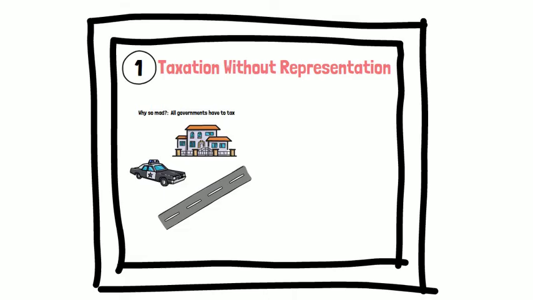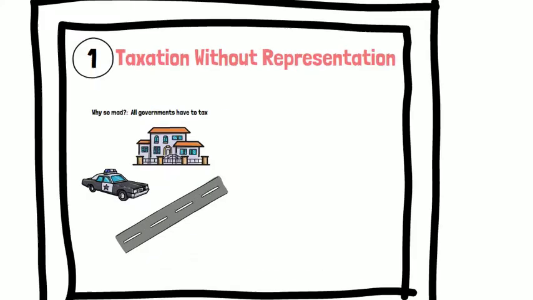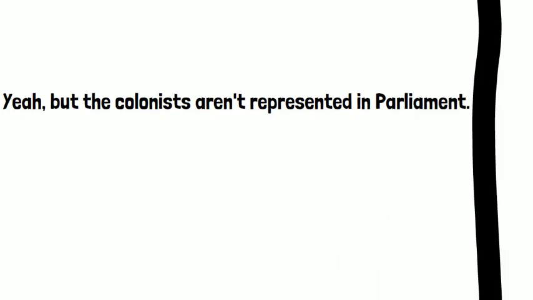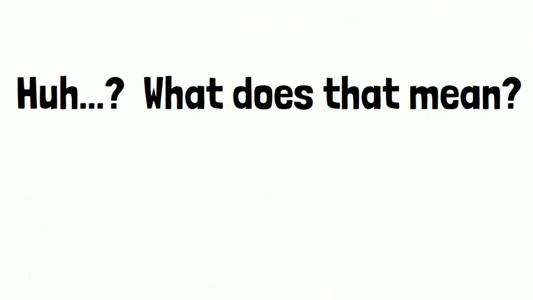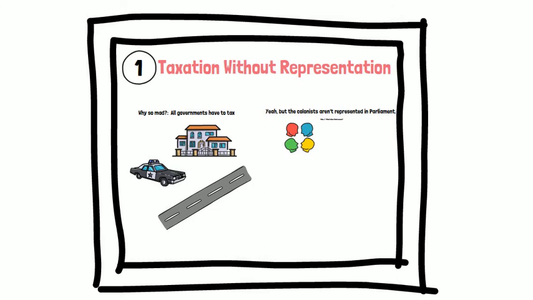So if a country must tax to survive, why were the colonists so upset? The colonists said they were being taxed but weren't represented in the British Parliament. This was known as no taxation without representation. So what does that mean? The way that it normally occurred in Britain was that a group of people were elected to represent the country and participate in the decision-making process.